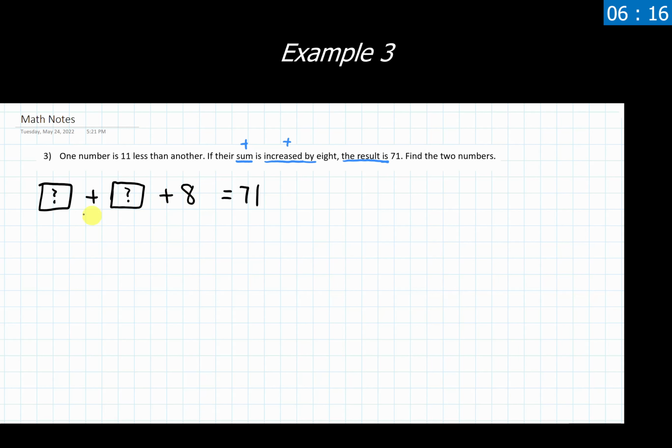Should also be stated here, I cannot simply fill this in with x and x. I don't know if these numbers are the same or different, or how they are different from one another. We need some additional information in this problem to help us specify what's going to go inside these boxes. Thankfully, we do have another sentence here that tells us some information about these two numbers.